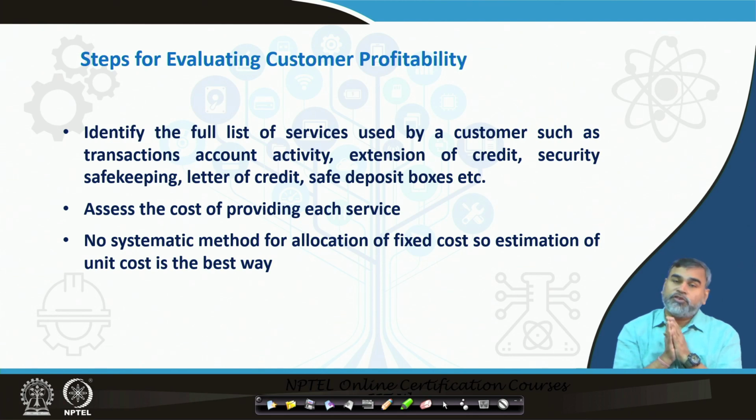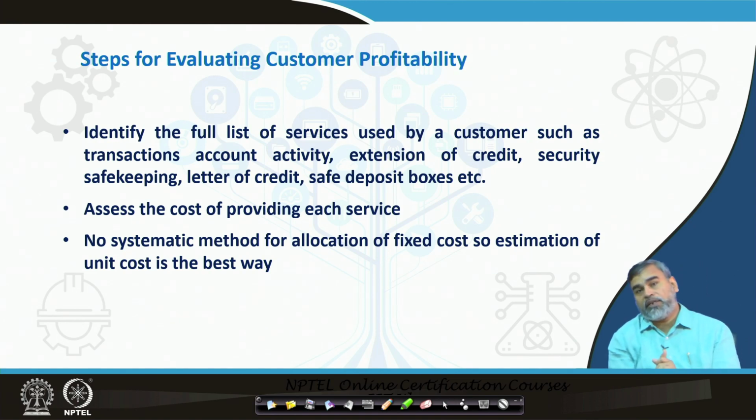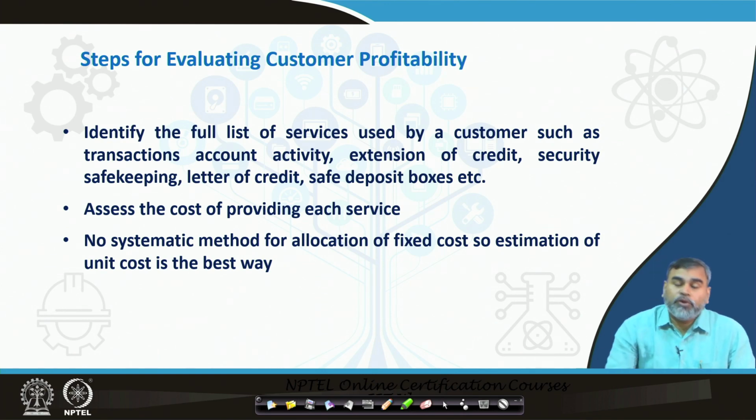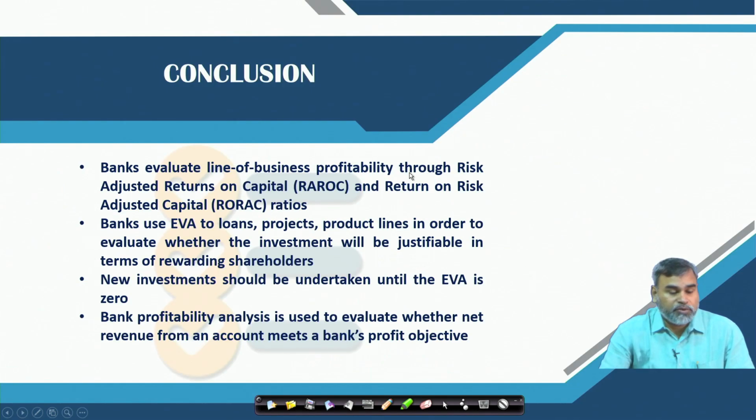But one problem is there is no systematic method for allocation, basically measurement, of the fixed cost for the different lines of business, which I already told you. Because of that, the banks use the unit cost, the average cost. Instead of the per unit cost, they consider the total fixed cost used in that particular line of business, average it out, and multiply by the number of products being used in that line of business. That is the way they capture the fixed cost incurred in that line of business and try to measure it. So, this is the way customer profitability analysis is carried out in commercial banks.